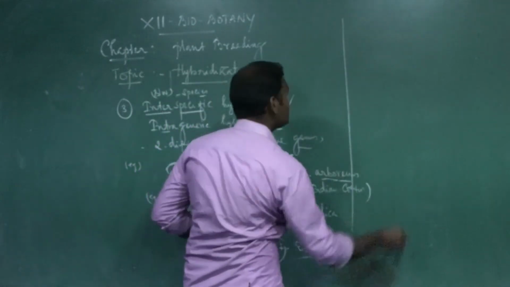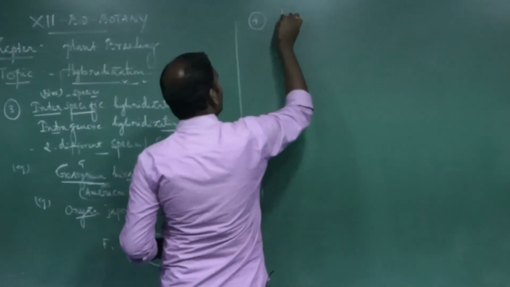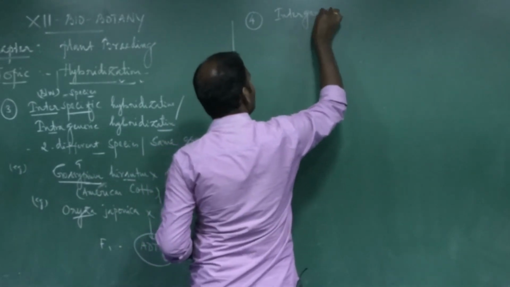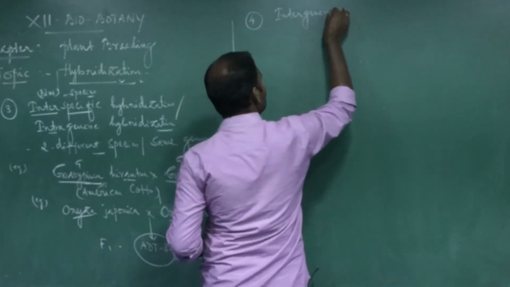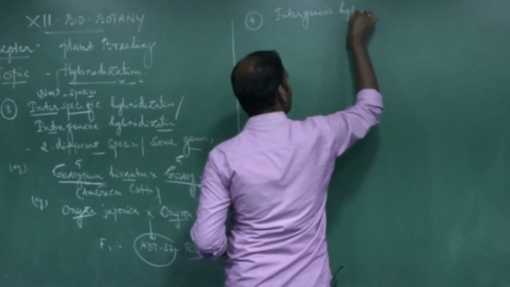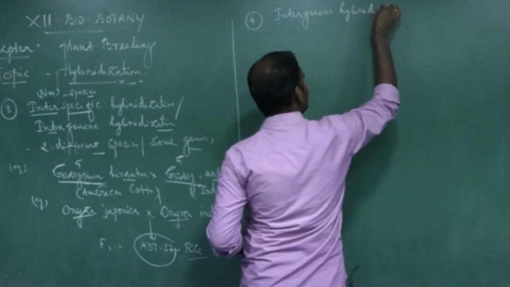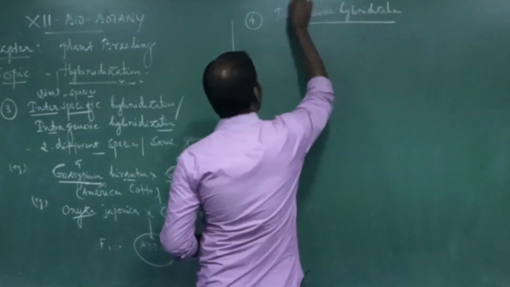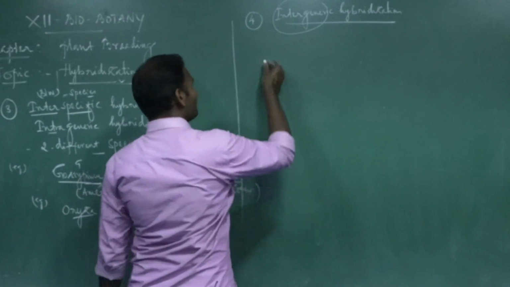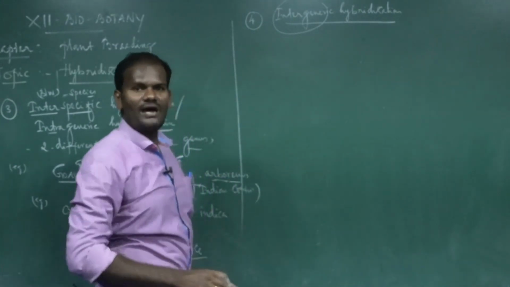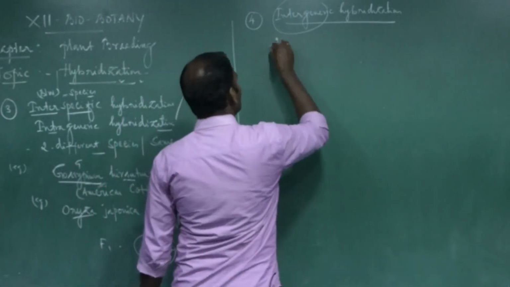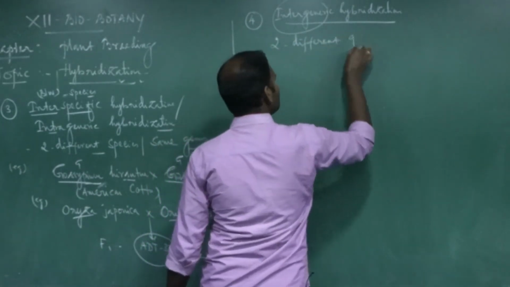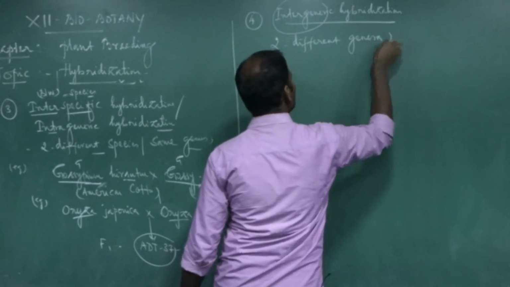Then the fourth one is intergeneric hybridization. Inter-generic means two different genera. It is a cross made between plants which belong to two different genera.